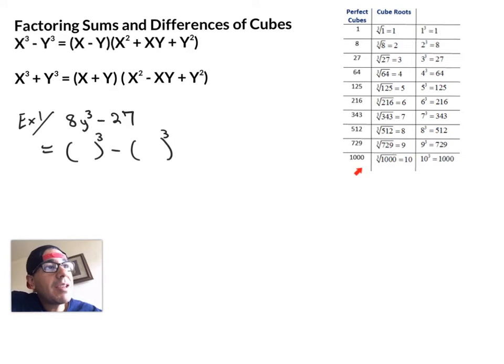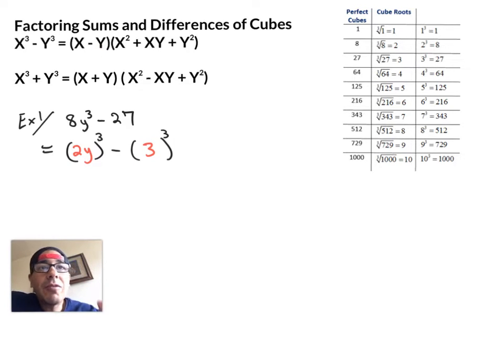This is where my list comes in handy, because I could see that if I take the cube root of 8 here, it's 2, right? And if I take the cube root of 27, I get 3, because 3 cubed gives me 27. So I want to rewrite this in a nice format. So here, 8y cubed is really the same thing as 2y cubed. And 3 cubed, just as we saw over here, that's the same thing as 27. Because this is going to represent my x in the formula, and this is going to represent my y.